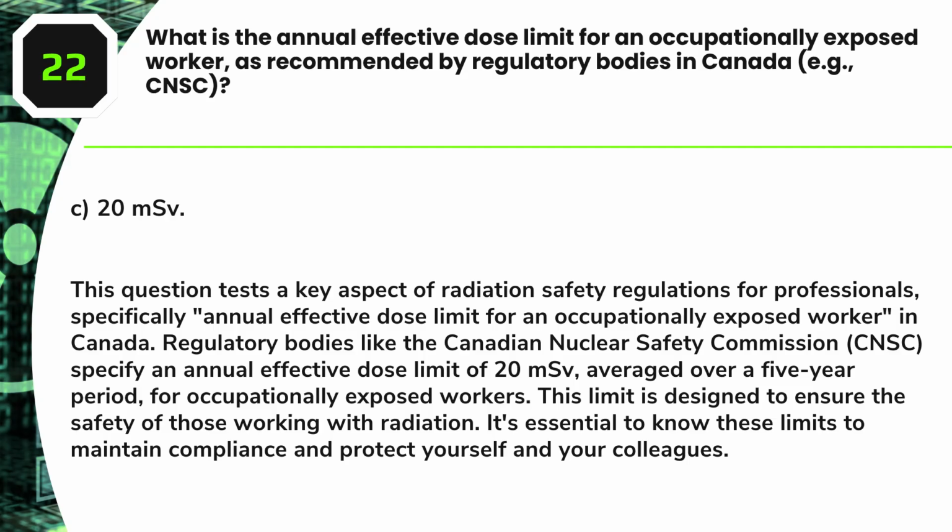Answer, C. 20 mSv. This question tests a key aspect of radiation safety regulations for professionals, specifically the annual effective dose limit for an occupationally exposed worker in Canada. Regulatory bodies like the Canadian Nuclear Safety Commission, CAMRT, specify an annual effective dose limit of 20 mSv, averaged over a 5-year period, for occupationally exposed workers. This limit is designed to ensure the safety of those working with radiation. It's essential to know these limits to maintain compliance and protect yourself and your colleagues.